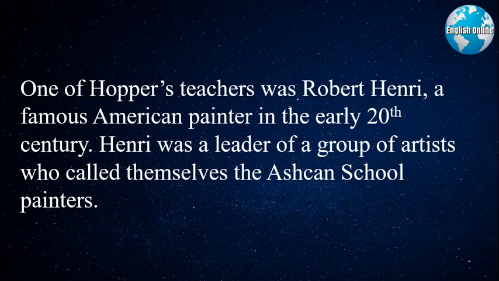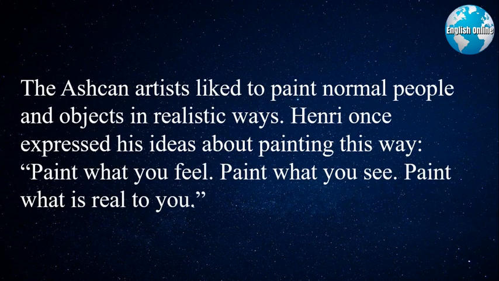One of Hopper's teachers was Robert Henry, a famous American painter in the early 20th century. Henry was a leader of a group of artists who called themselves the Ashcan School Painters. The Ashcan artists liked to paint normal people and objects in realistic ways. Henry once expressed his ideas about painting this way: "Paint what you feel. Paint what you see. Paint what is real to you."